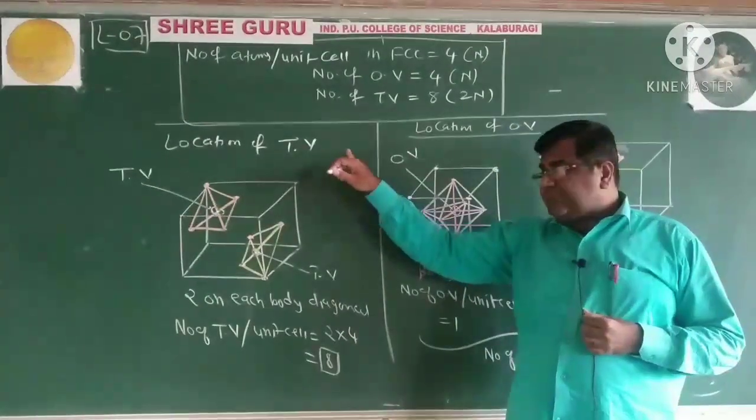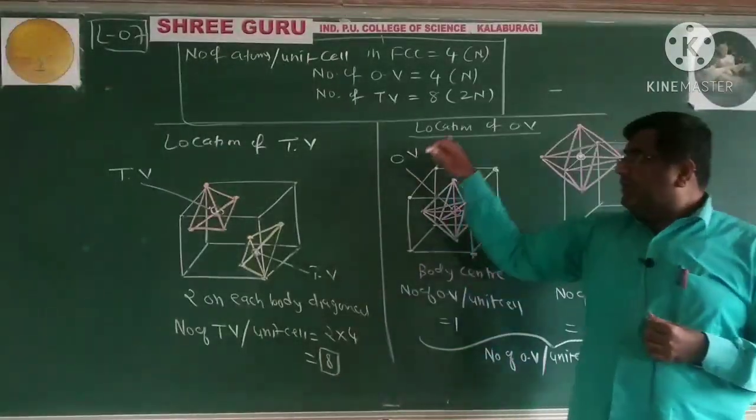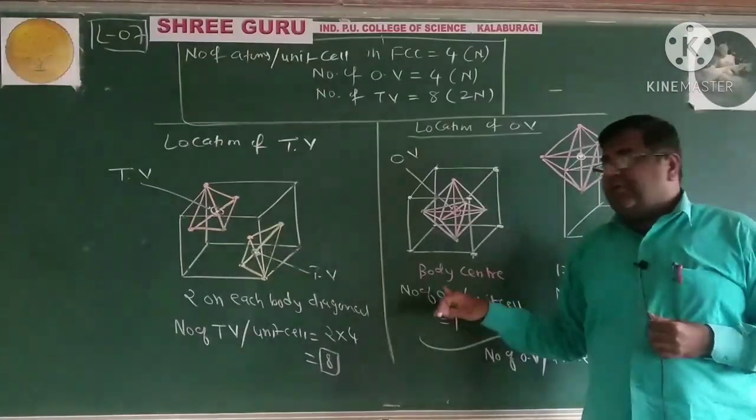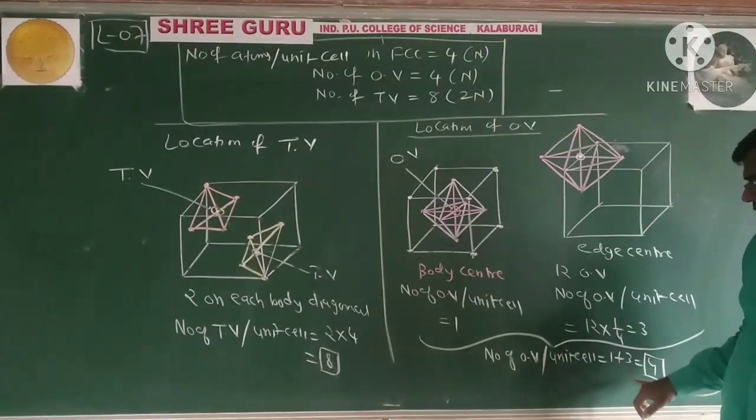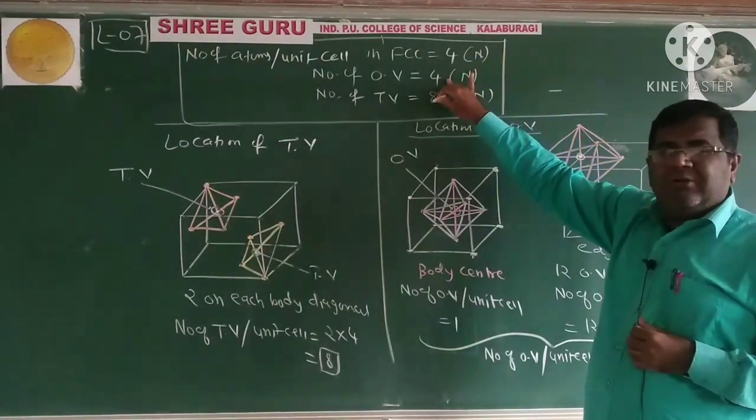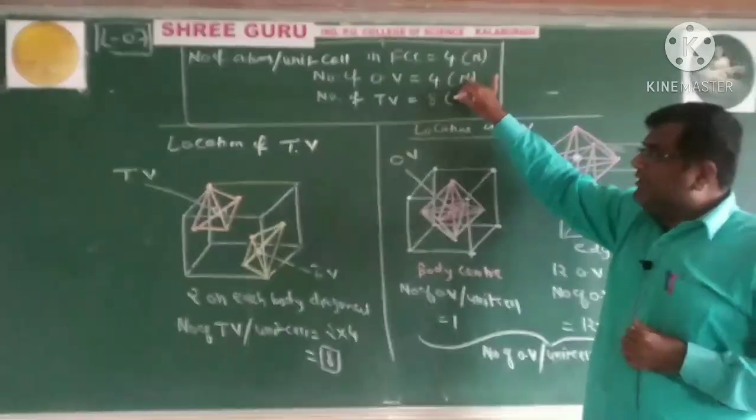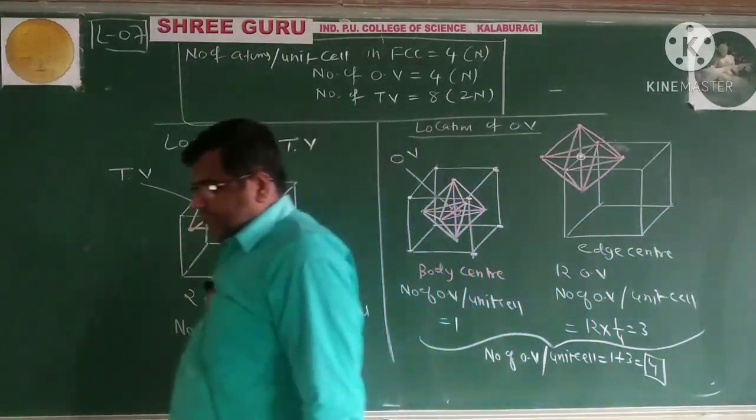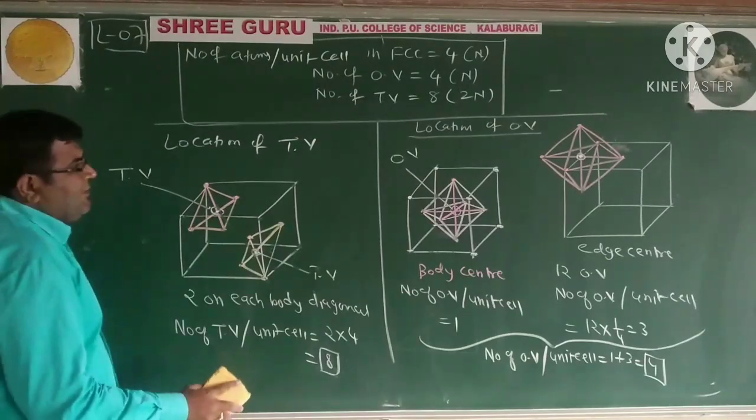Tetrahedral holes on the body diagonal, every body diagonal 2, 8 in number. Octahedral hole in the body center, contribution is 1. On the edge center, contribution is 12 into 1 by 4, 3. Total is 4. Particles 4, octahedral holes also 4, tetrahedral holes 8. Particles capital N, octahedral holes also capital N, and tetrahedral holes 2 into capital N. So based on this information, we have to solve some questions.